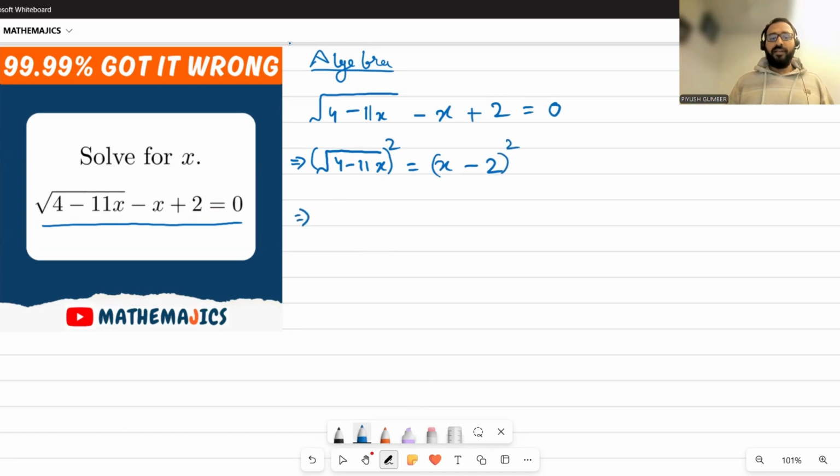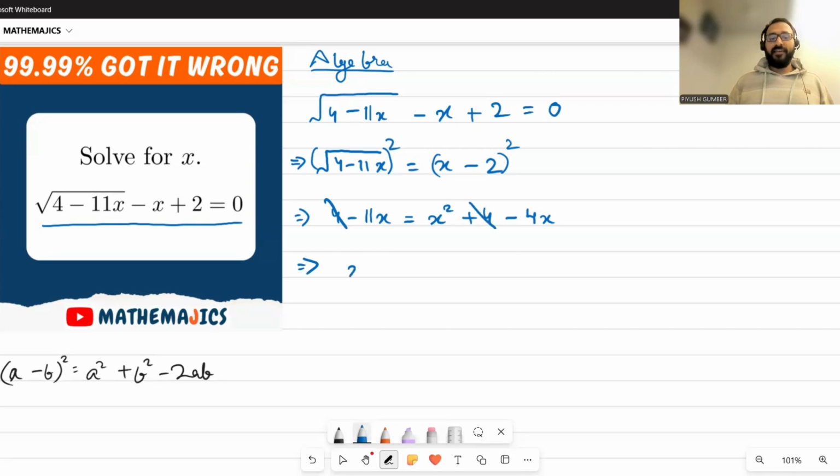If I square, what will I get? I will get 4 minus 11x. On the right hand side, we can use the algebraic identity, that is (a minus b) whole square, which is a square plus b square minus 2ab. So let's use this identity on the right hand side. This is x square plus 4, that is 2 square, minus 2ab. Minus 2ab will give us minus 4x. Okay. So now we can see 4 is on both sides, positive 4. We can cancel it out.